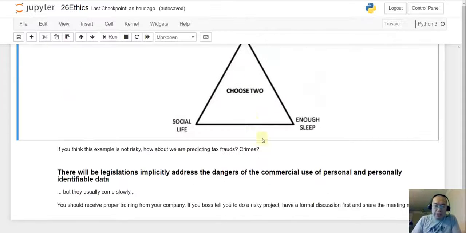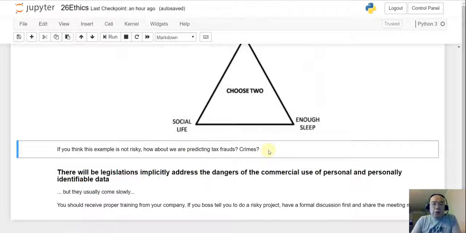But if we change the problem to something else, if you're trying to predict tax fraud, or if you're trying to predict crimes, and we are still using three groups of people, Asian, black, and white, now this is a much more serious talk. Okay, so it's not that our algorithm is wrong, but depending on how the machine learning algorithm is evaluated, people may still argue that it is biased.